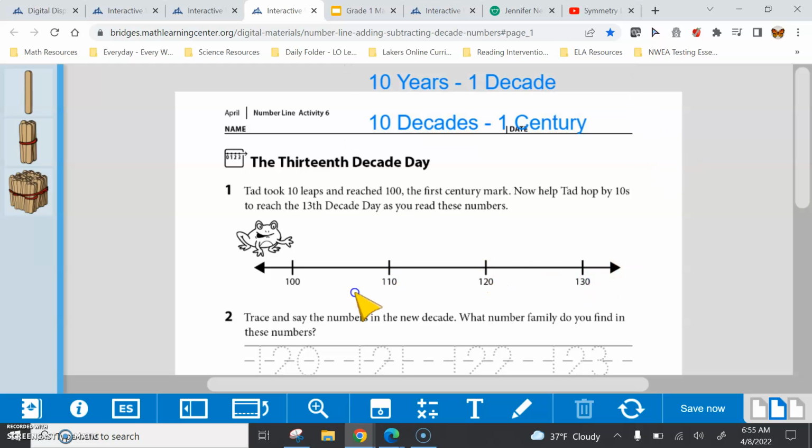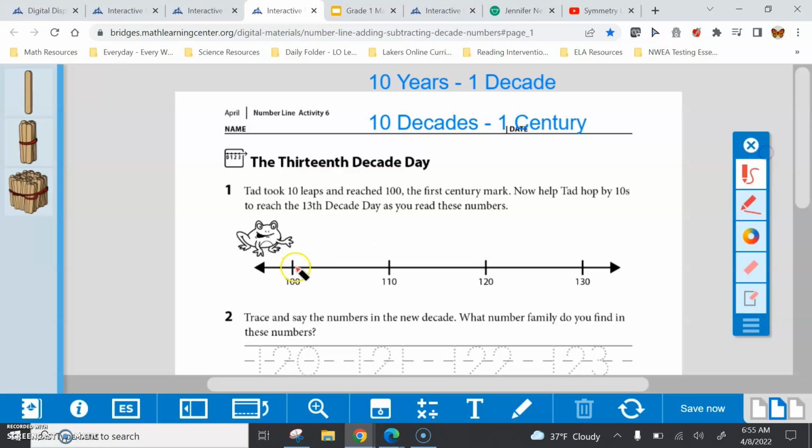Now, we are being asked today to hop by tens on the number line to reach the number 130. So let me see if I can move this over for you so you can see it a little bit better. There we go. We're going to have 10, 20, 30, 110, 120, 130. All right.